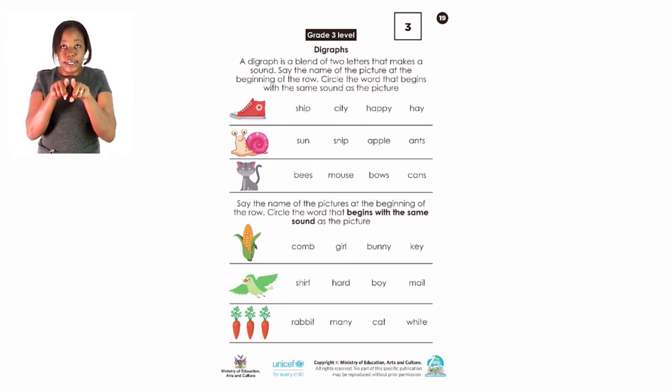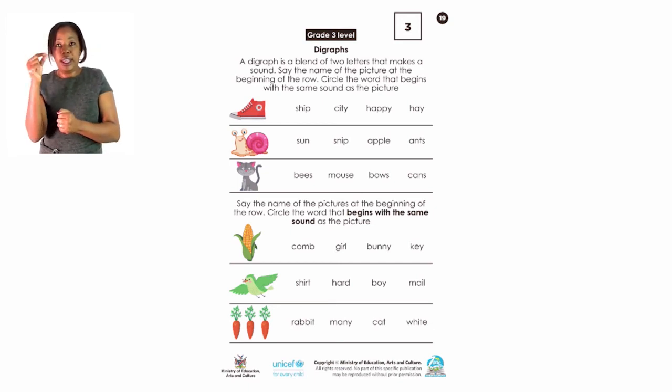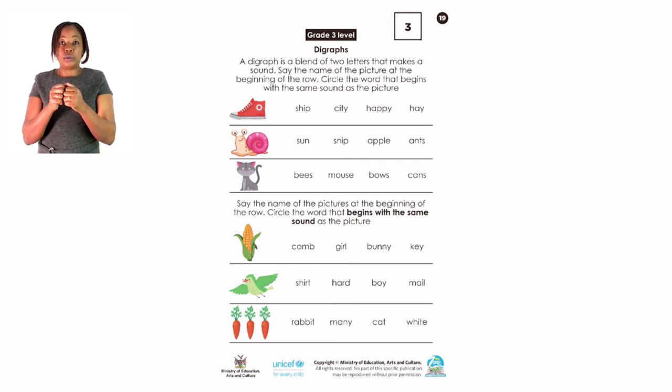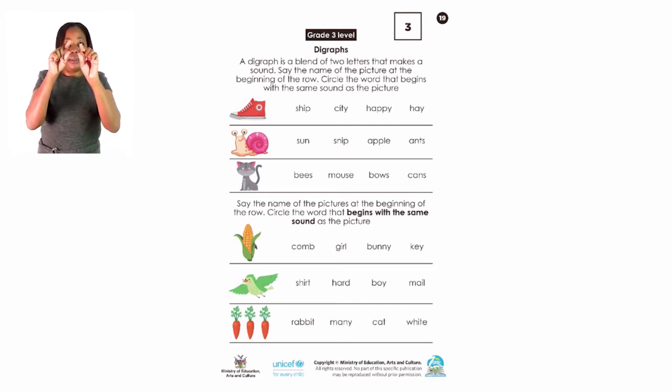So now we have the digraphs which are here, but to get the sound and the correct answer, we have to check the picture which is given to us. Then we will know what sound is represented by the picture. You say the name of the picture at the beginning of the row first. After you have done that, then you have to circle the word that begins with the same sound as the picture.